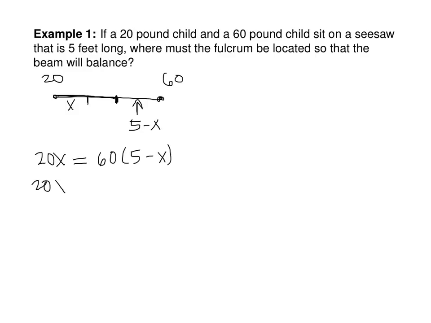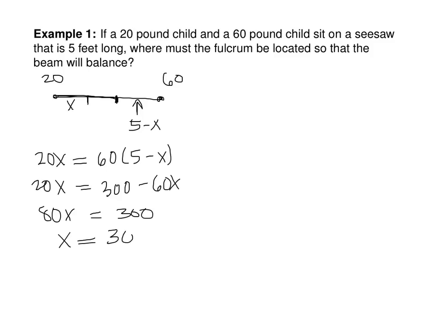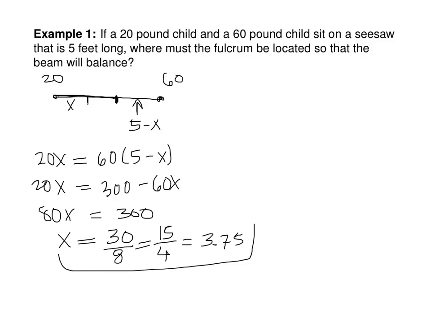That gives us 20x equals 300 minus 60x. 80x is equal to 300, and x is equal to 30 over 8, or 15 quarters, or 3.75. So we should locate the fulcrum 3.75 feet from the 20-pound child.